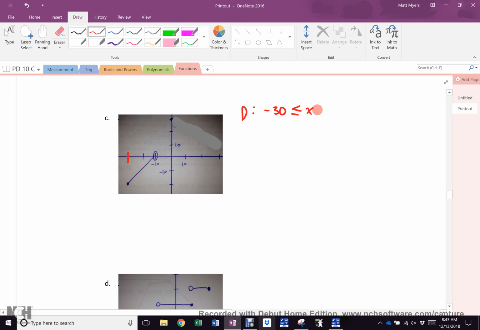X. X is less than what? -10. Is -10 included? No. Huh? Everybody cool? Okay. How would I write that in interval notation? Hard bracket. -30, comma, -10. Soft bracket.